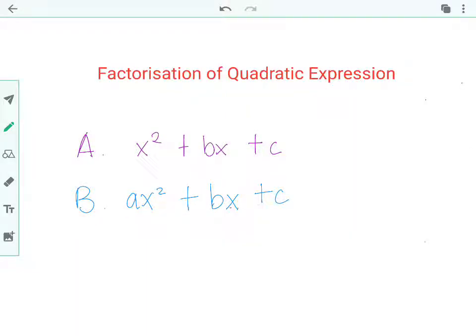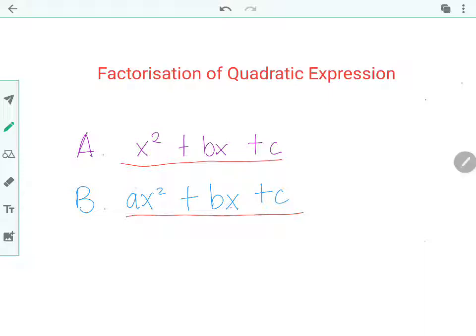Good morning, folks. So today we are going to learn about the factorization of quadratic expressions. We are going to learn about the factorization of two forms. The very first one, the simple one, is when the form is equal to x squared plus bx plus c, and the second one is when it's equal to ax squared plus bx plus c.